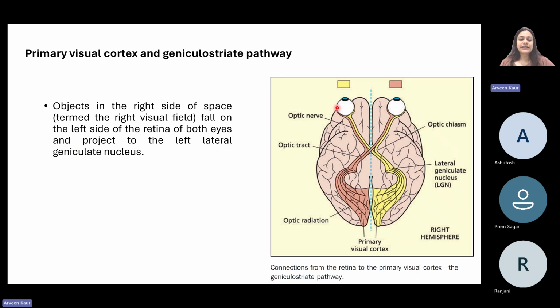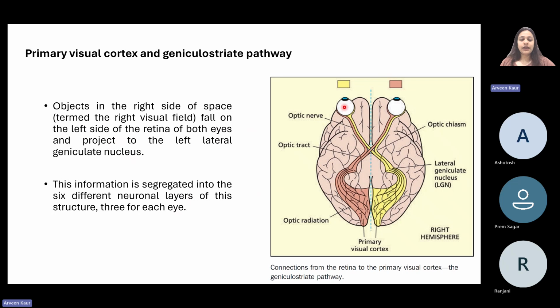Objects in the right side of the space, termed as the right visual field, fall on the left side of the retina of both eyes and project to, so this is on the right side, right? This orange color. In the retina of both the eyes, it will fall towards the left side, right? And it will eventually be taken to the left side of the brain, right? And it will project to the left lateral geniculate nucleus, right? Similarly, this yellow one, which is on the left side, falls on the right side of the retina of both these eyes, and it is taken to the right side of this lateral geniculate nucleus.